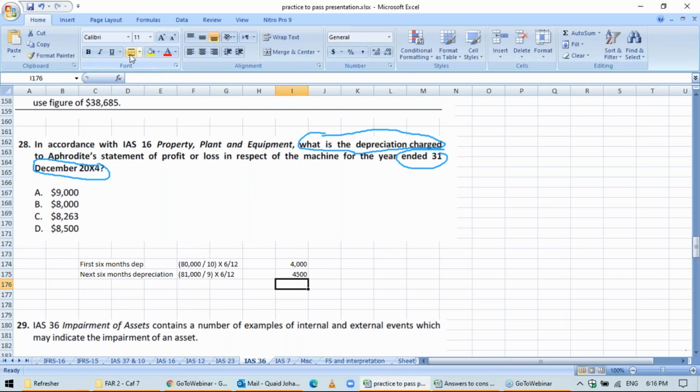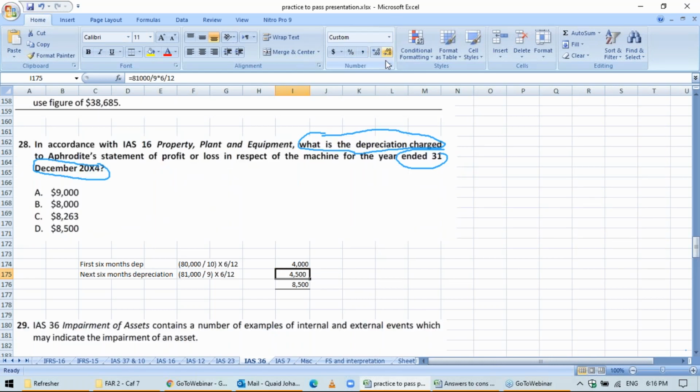So the full year depreciation totals to 8,500. So that's our answer. So the correct answer is D.